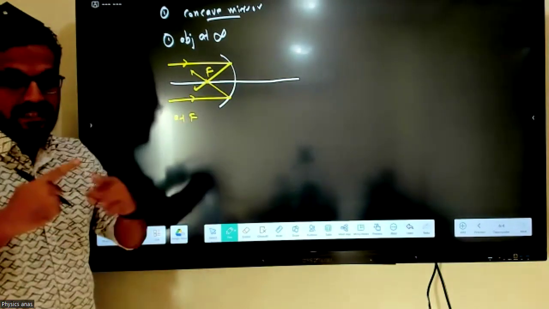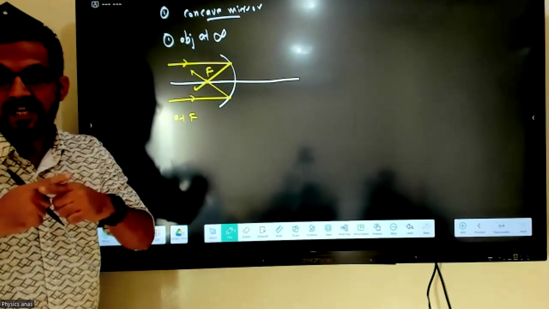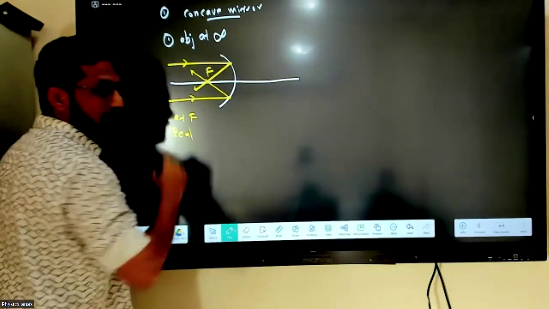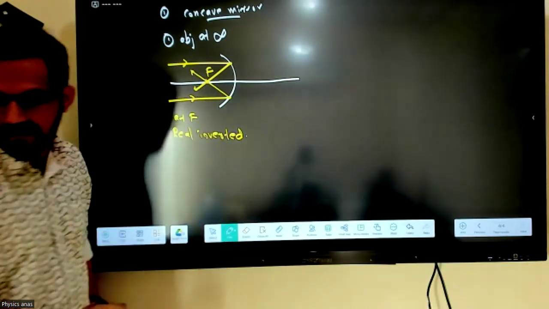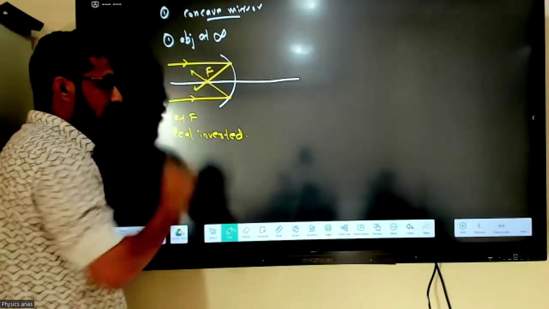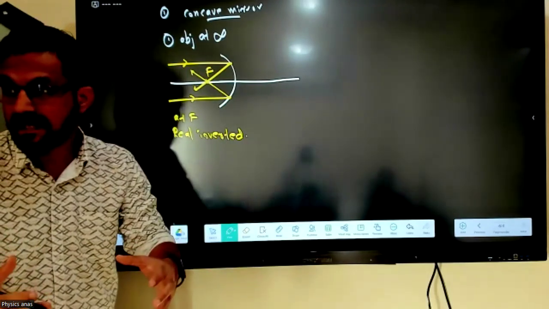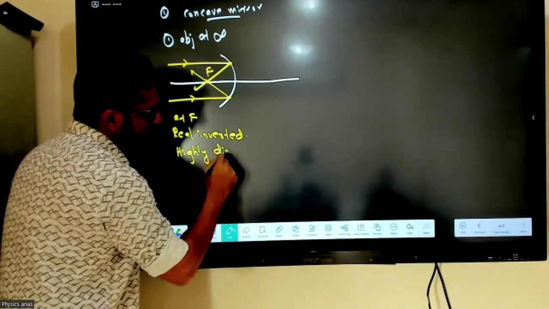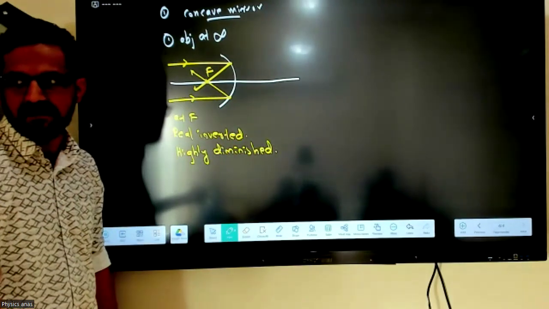And it is a real image because the light rays are converging here. If that's a real image, it will be inverted also. So it is real and inverted, and it is forming at F. What about the size? That will be a point-sized image, highly diminished.